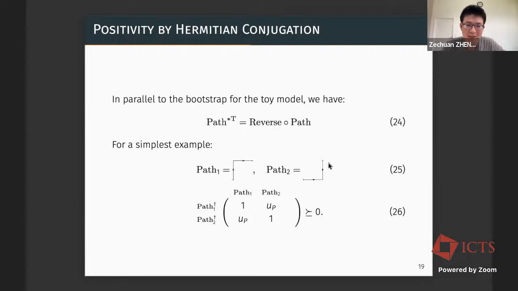For the positivity conditions, suppose we take several Wilson paths starting from the same point and ending at the same point. Here, for the simplest example, it starts from the (0,0) point and ends at the (1,1) point. And we use a very similar method to the toy model, and we can get such a positivity matrix. This positivity matrix is quite trivial. If you try to solve it, it just means that the absolute value of U_P is less than 1. Of course, this is trivial.